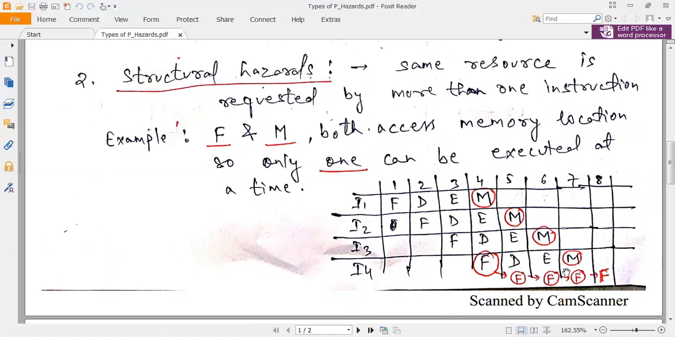So how many clock cycles are lost? The F is starting from 8 and the expected start is 4. So 1, 2, 3, 4: a loss of 4 clock cycles. Loss of 4 clock cycles means loss of time, so the performance is getting degraded. So this is because of structural hazard.